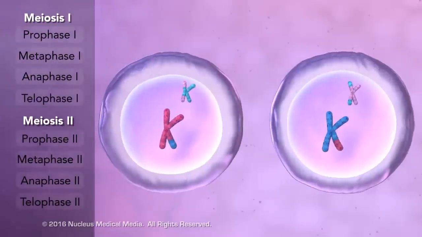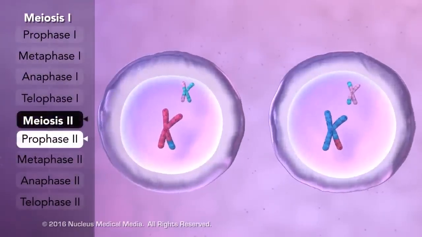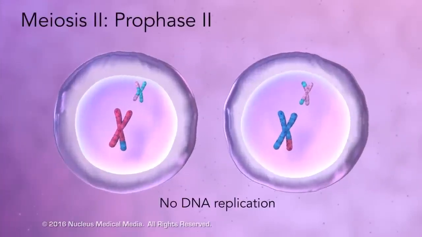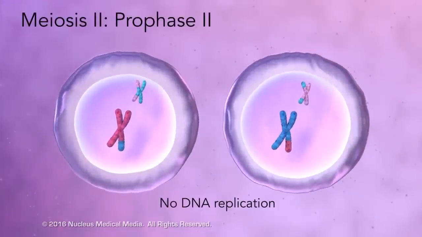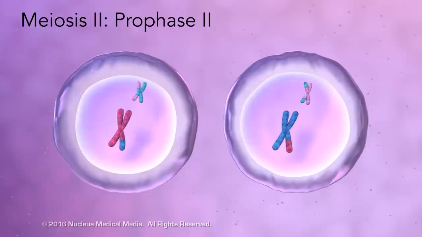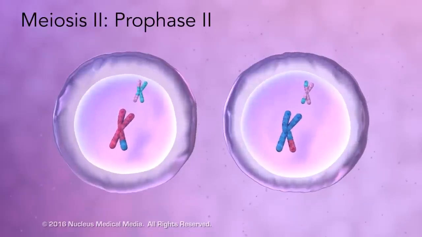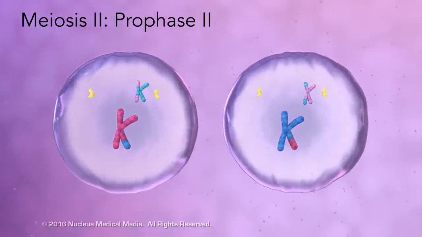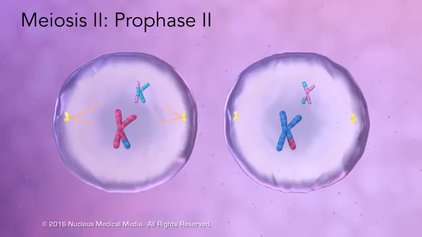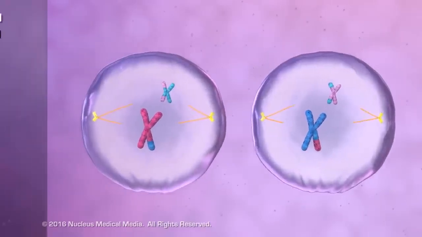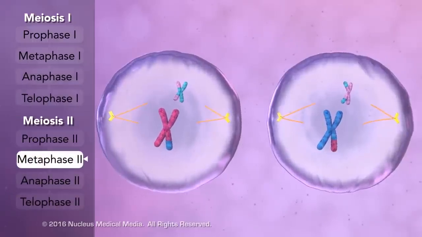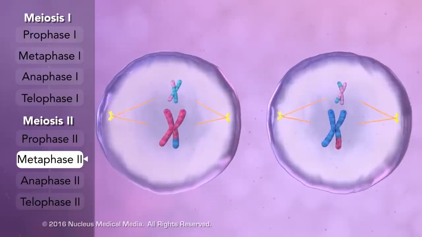Both cells now enter the next stage, meiosis II. However, unlike meiosis I, DNA does not replicate before meiosis II begins. Once again, in prophase II, the nuclear membrane disappears, and spindle fibers fan out from the 2 sets of paired centrioles. During metaphase II, the chromosomes in each cell line up at the equator and attach to spindle fibers from both poles.